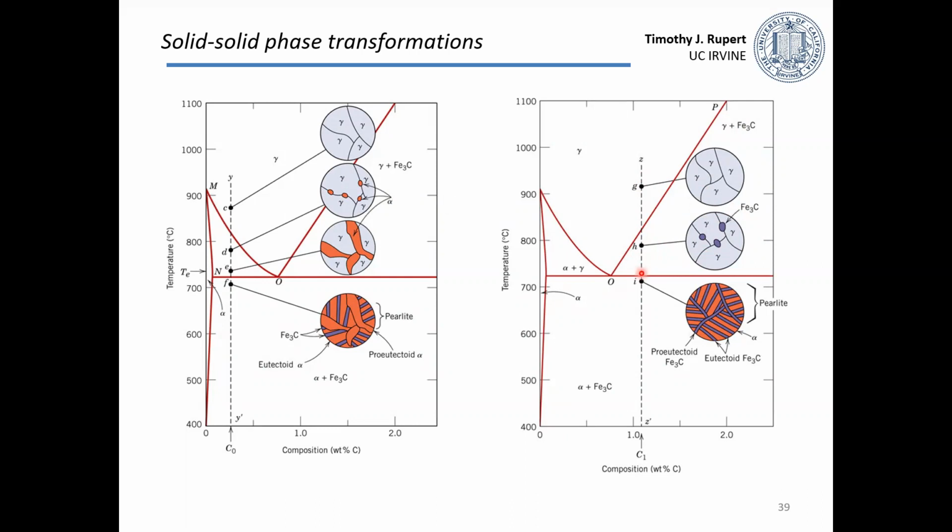Right when we transition across that, these gray regions need to now become striped regions, okay? So we have striped regions, which are that perlite, and then we have blue regions by themselves. So these are what you call pro-eutectoid cementite. They formed before we went through that eutectoid transformation.